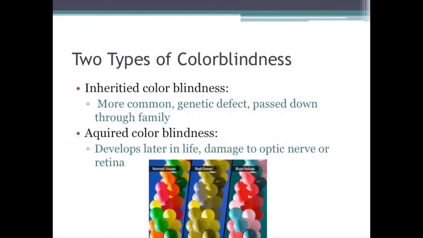But Matt, aren't there two types of color blindness? The most common type is the inherited color blindness, which is a genetic defect passed down through family. The other type is the acquired color blindness, which develops later in life through damage to the optic nerve or retina. As you can see in the image below, on the left it shows your normal vision, the middle it shows red-green deficiency, and on the right it shows blue-yellow deficiency.